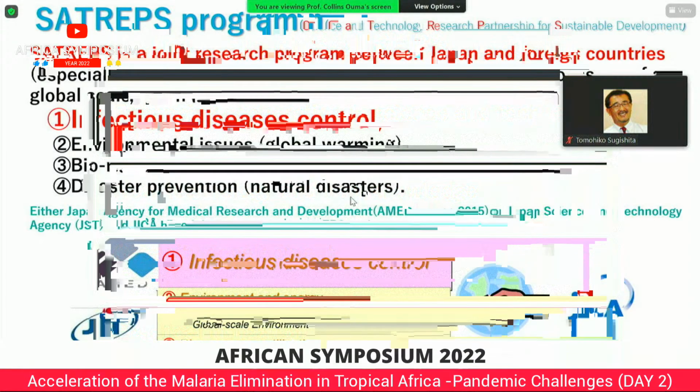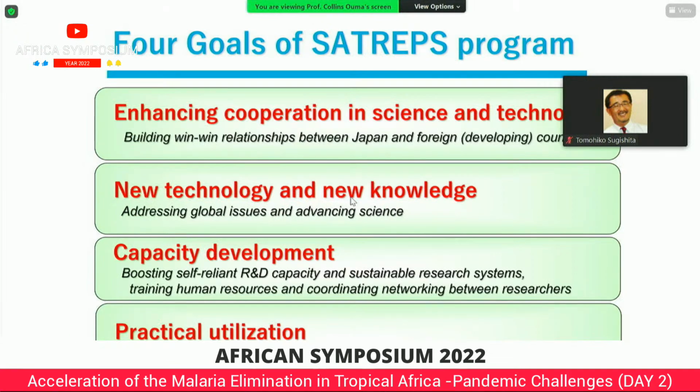First is to build a win-win relationship between global issues and strengthen science. Third is to strengthen the country so it will be able to carry out research and development on its own, and build a system that can be sustained and foster productive programs. Next slide, please.